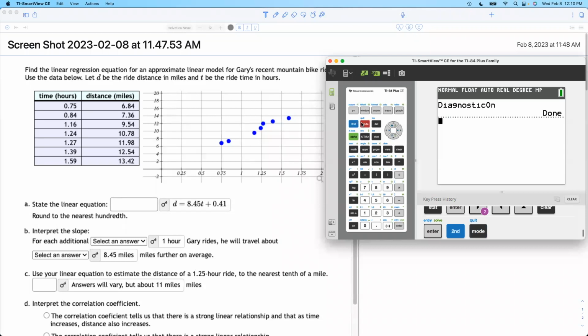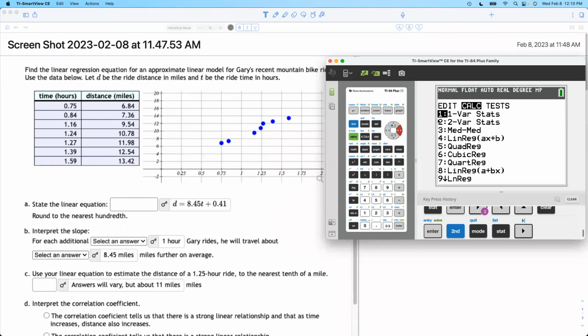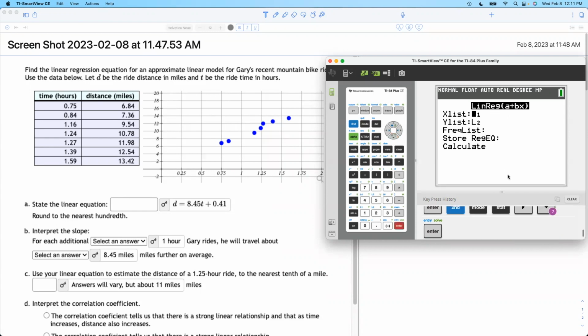Okay, now that I've got those in there, I'm going to hit stat, over to calculate, so I hit over, and down to number 8. That's the button we're going to use. I may have mentioned this before. We could also use button 4, and it'll give us the same information, just in a different order. But we're going to use number 8. Make sure those are the lists we used. X's were in L1, Y's were in L2. Leave everything else blank and hit calculate.